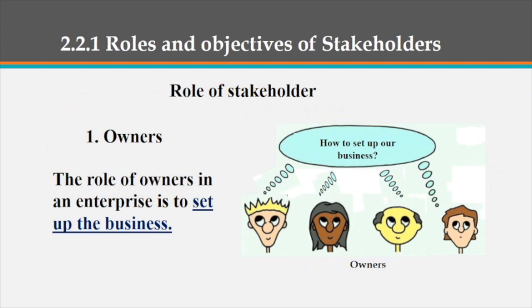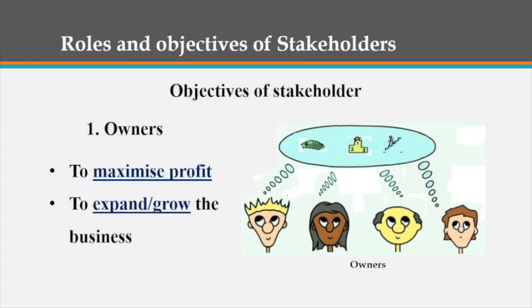Roles and objectives of stakeholders. The role of owners in an enterprise is to set up the business. The objectives of owners are to maximize profit and to expand, grow the business.